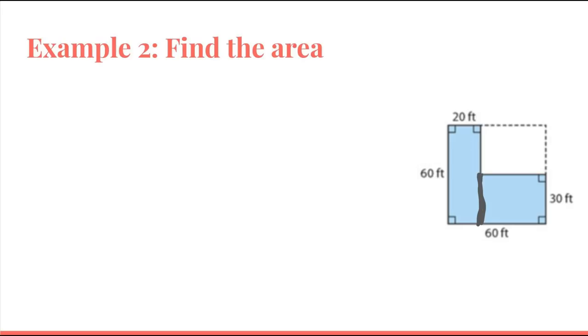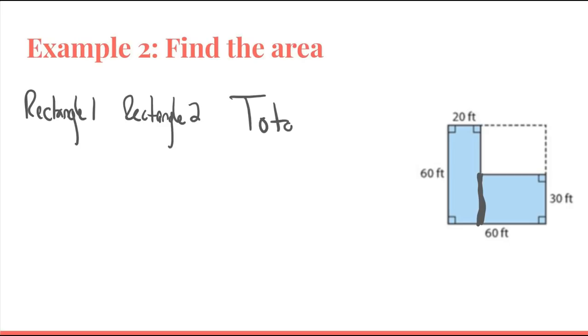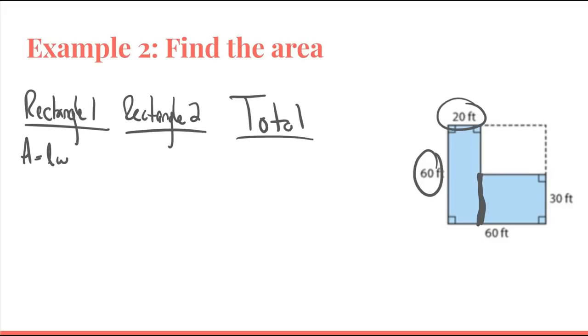Okay, this first rectangle, so I have rectangle 1. I have rectangle 2. And then I have my total area, which is just both of my rectangles added together. Okay, so I'm going to call this rectangle 1. And rectangle 1 is just length times width, which in this case is 20 times 60.